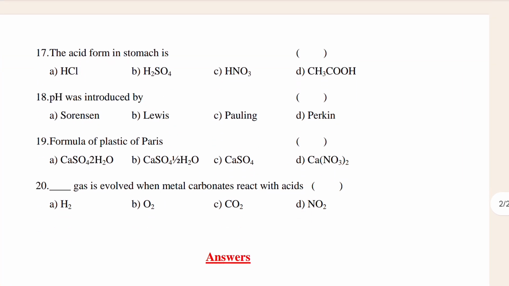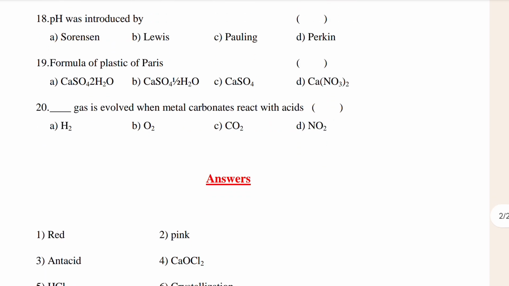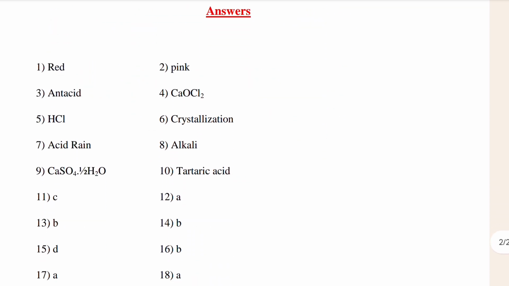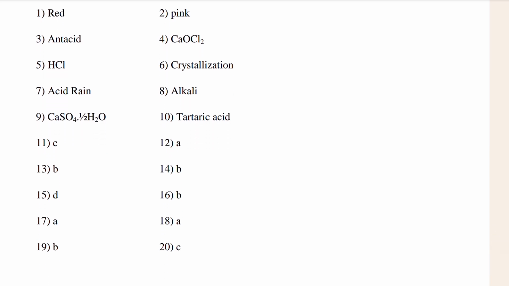You can see questions 17 and 21 also. The acid formed in the stomach is, and the pH, something. Then here you can see the answer set. Till 20, this is the answer set. You can easily see from here, right? I hope it is clear for you.